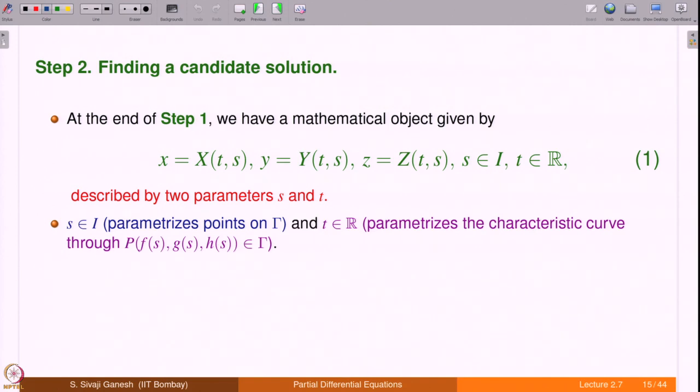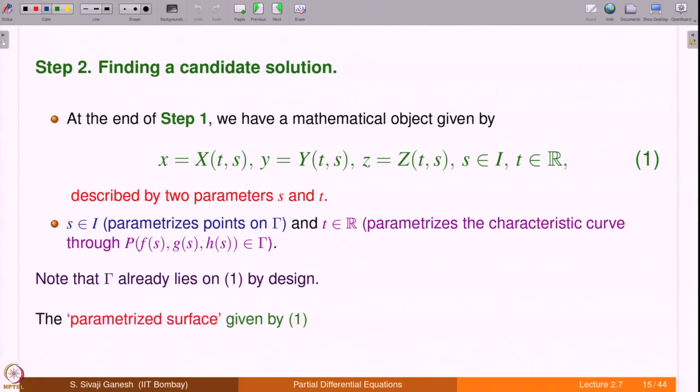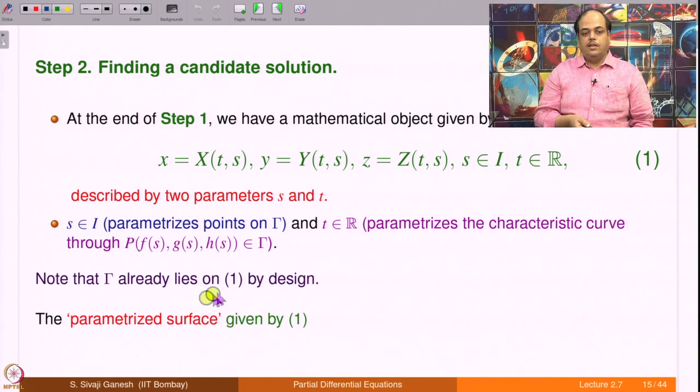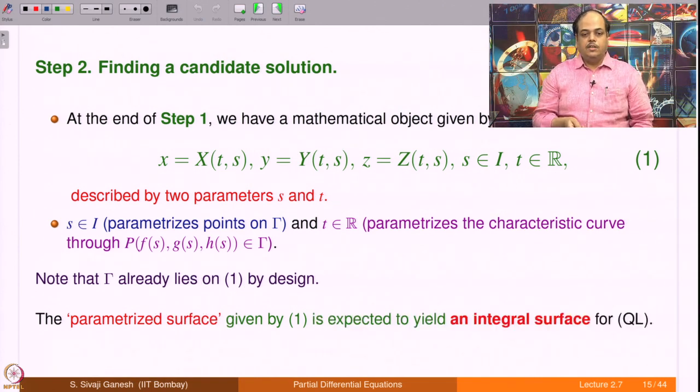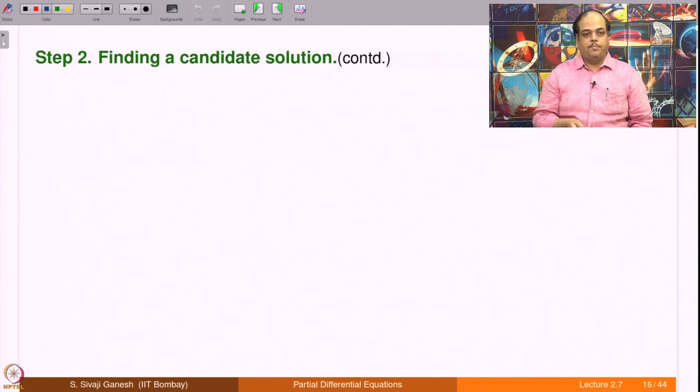As I pointed out earlier, s represents a parameter running on the datum curve gamma, and t in R is parameterizing the characteristic curve passing through this point on gamma which is visited when t equal to 0. Of course, gamma already lies on (1) by design of initial conditions. The parameterized surface given by (1), I have put it in inverted commas here, because it is not clear. It is a parameterized object, that is clear, but surface means we expect something, that is why I put it here till the confirmation comes. It is expected to be an integral surface because we were motivated by the theorem, and therefore, we hope that we get an integral surface.